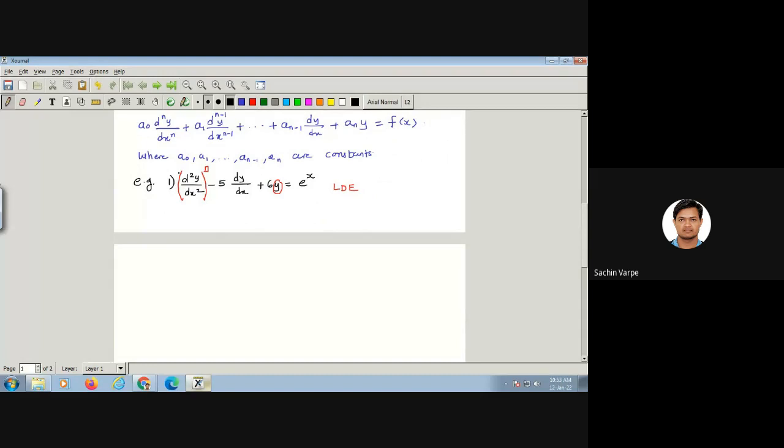Second example, let me write the second example. That is say d³y/dx³ plus say 2 d²y/dx² plus 3 say y dy/dx plus 4y is equal to say sin x. So is it a linear differential equation? Is it LDE with constant coefficient?